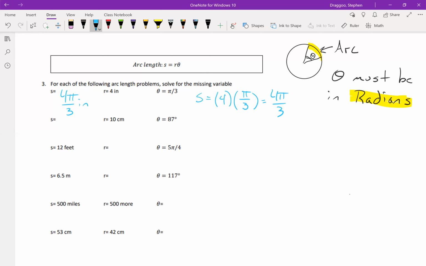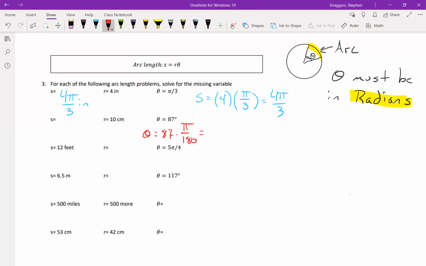So if theta is already in radians, easy peasy. Now we just multiply our numbers together. If, however, theta is given to us in degrees, we'll first need to convert that angle to radians. So I'm going to start by saying that theta should be 87 times pi over 180. Then we should be able to come up with a number here.